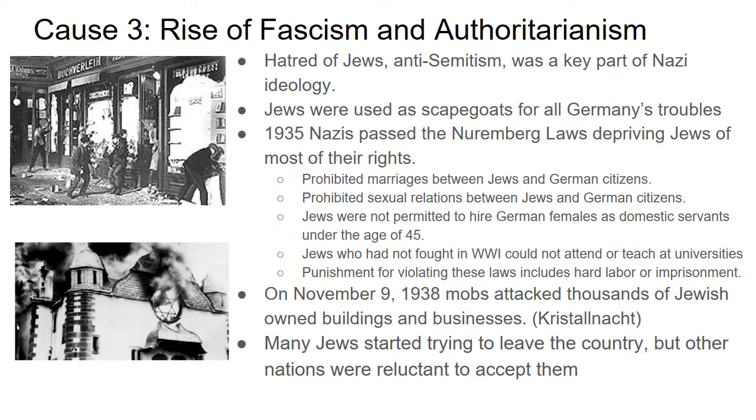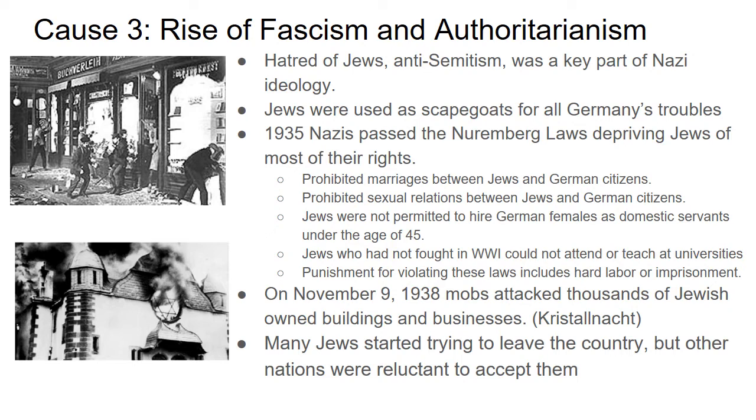These were a set of anti-Semitic laws. They did things like prohibit marriage between Jews and Germans, prohibit sexual relations between Germans and Jews, stop Jews from hiring German females as domestic servants. This was seen as implying that Jews are dangerous to young German females. They're somehow going to corrupt them or harm them, and so they can't be allowed around German women.